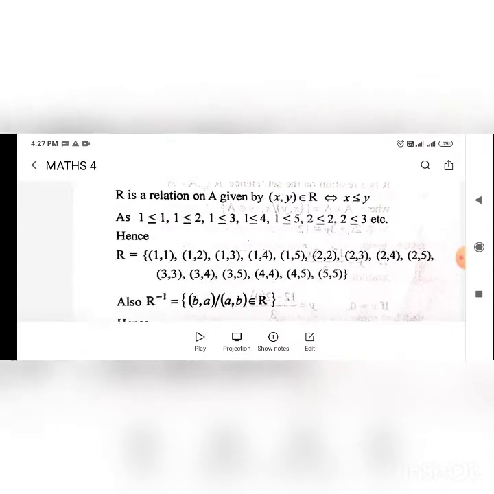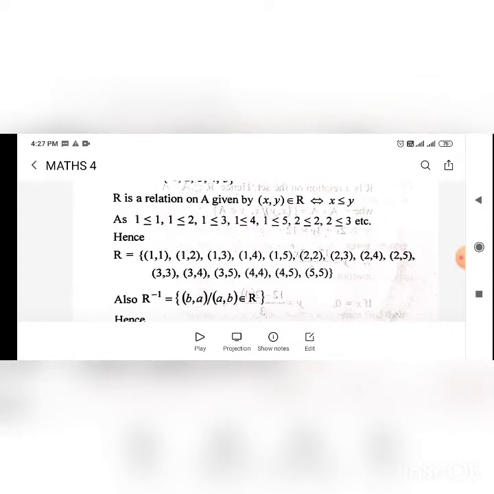So what is the condition here? First element is less than or equal to the second element. So we find here R. Then what is next to find? R inverse also we have to find.